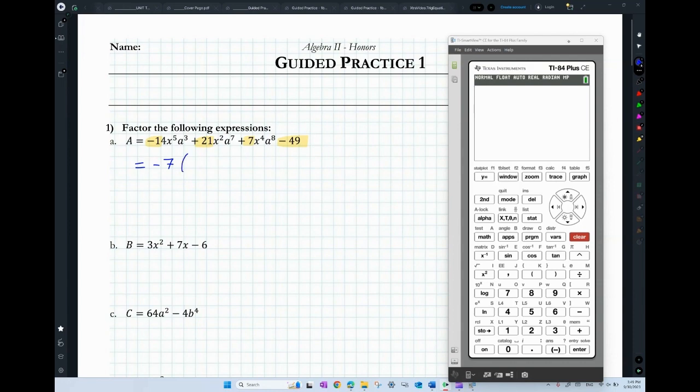And I would have 2x to the 5th a cubed plus negative 3x squared a to the 7th minus x to the 4th a to the 8th, and finally -7.